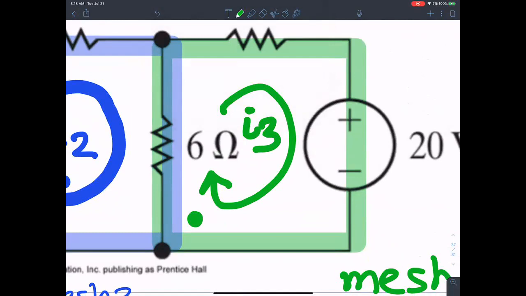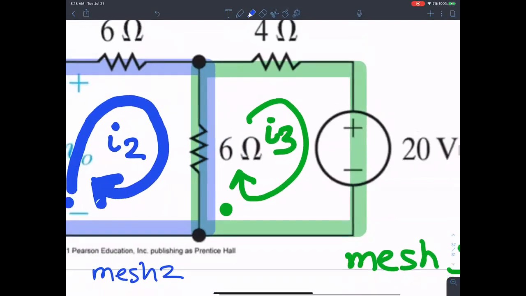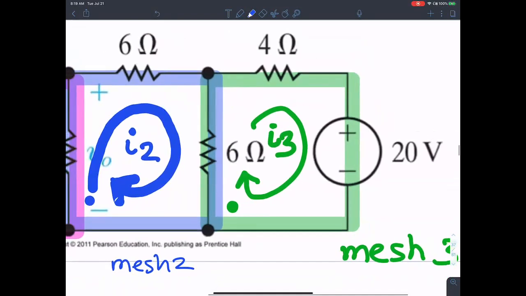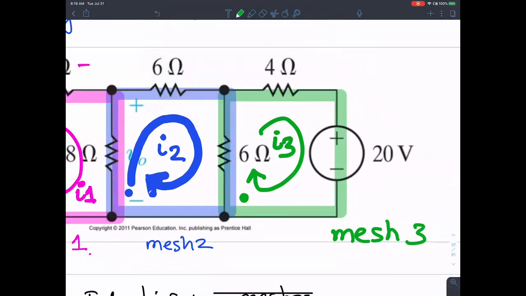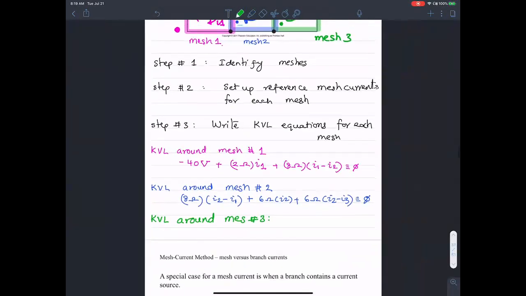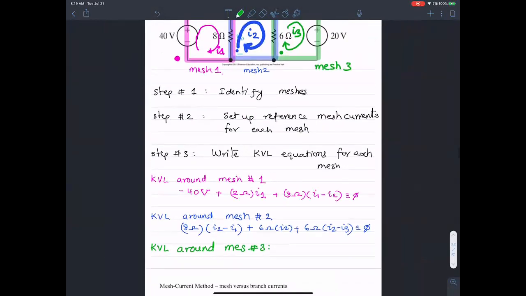The first circuit element that we see is this 6 ohm resistance here. This 6 ohm resistance is seeing a current of I3 that is along the reference direction, and I2 that is opposite to the reference direction. So the current here is going to be I3 minus I2. If I were to write the voltage drop there, it will be 6 ohms times I3, which is along the reference direction for that loop, minus I2, which is opposite to the reference direction.